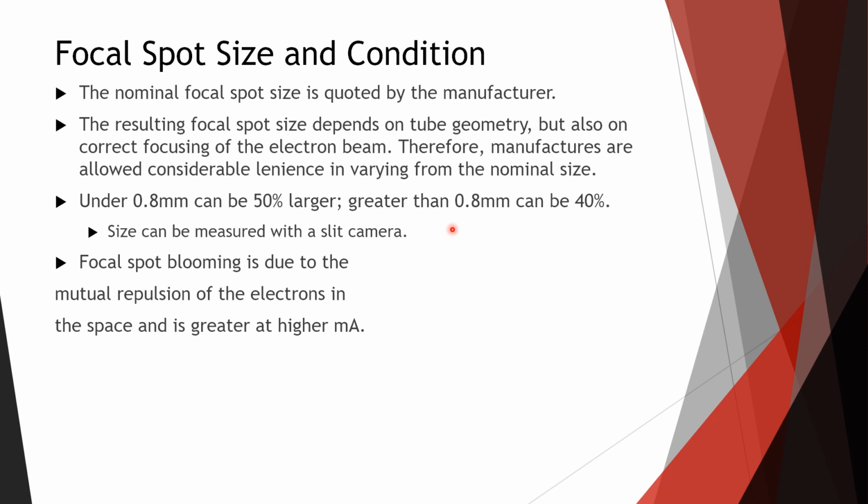Focal spot blooming is something that will happen. It's due to the mutual repulsion of the electrons in the space. Inside the tube, we have the cathode and the anode. When the electrons go from the cathode to the anode, they're attracted to the anode, but they're also repulsed by the other electrons. So they're not going to exactly hit the anode right in the focal spot the whole time, which is what we're testing here, the focal spot size. So the size of where the x-rays are actually being produced is going to grow larger because of this. This is a thing of physics, of quantum physics at that.